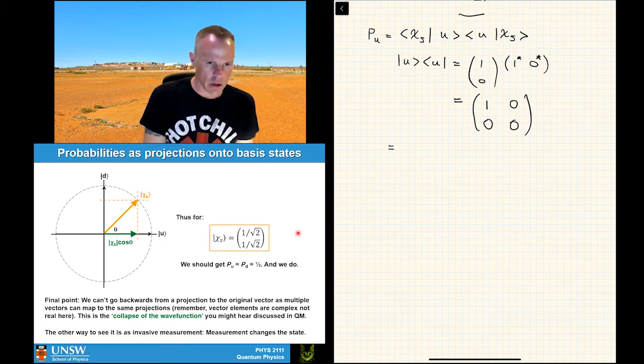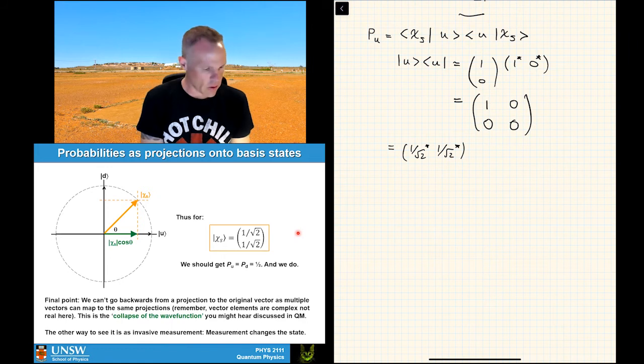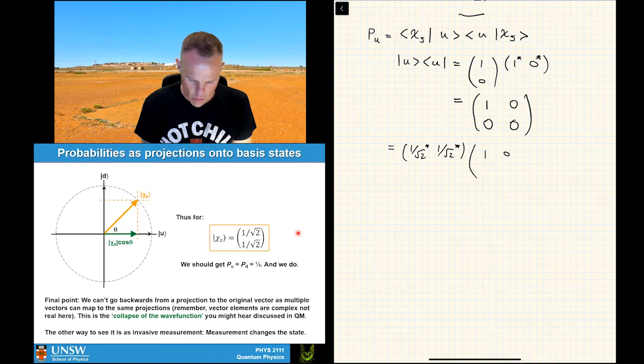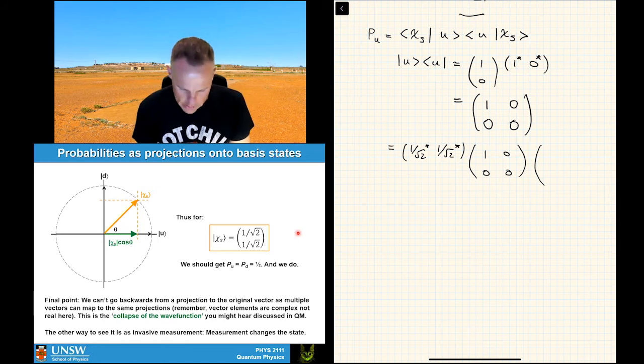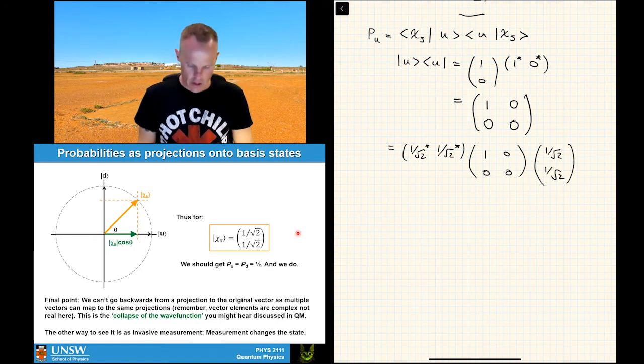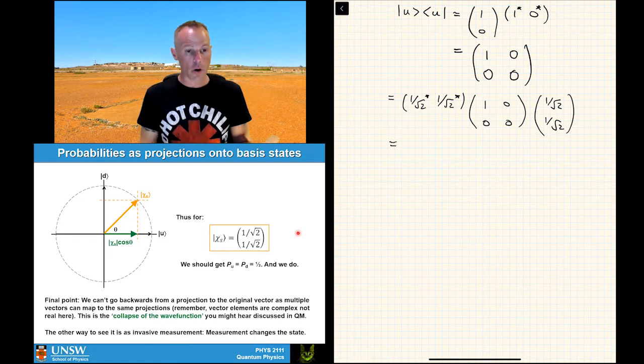Our bra for chi-s is now going to be a row vector, 1 over root 2, and I'll put the conjugate in there just for being pedantic, like so. And then we're going to put our matrix in the middle, 1, 0, 0, 0 in here. And then the last thing we're going to do here is have our column vector, which is our ket chi-s, 1 on root 2, 1 on root 2, like so, okay? And now we can just basically work our way through.